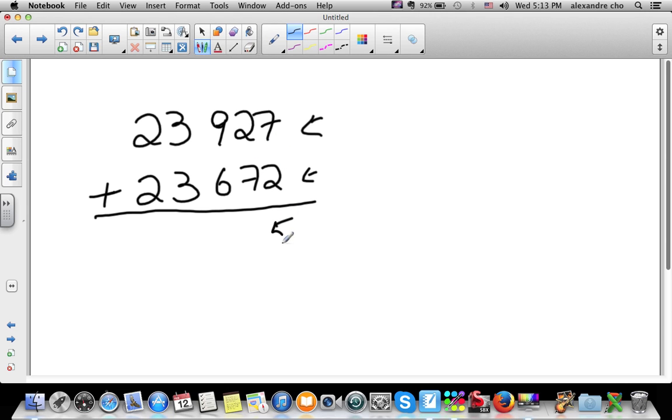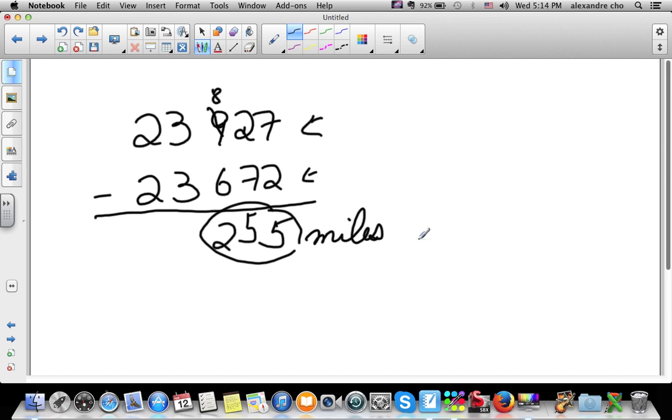7 minus 2 is 5. This is a 12. Let's borrow. Okay, let me do this properly. That becomes an 8. That becomes a 12. 12 minus 7 is 5. 8 minus 6 is 2. And this should not be a plus sign. This should be instead a minus sign. So that day you drove 255 miles.